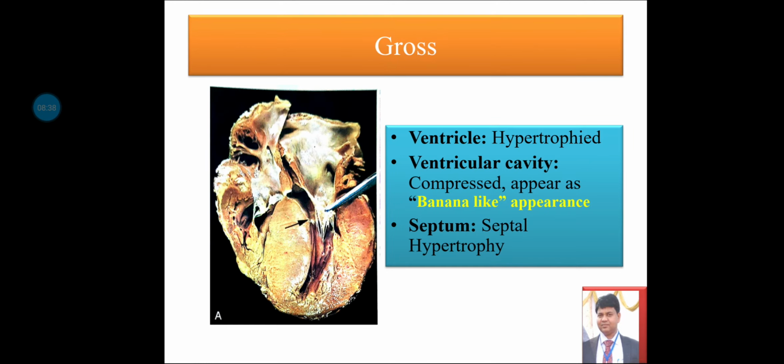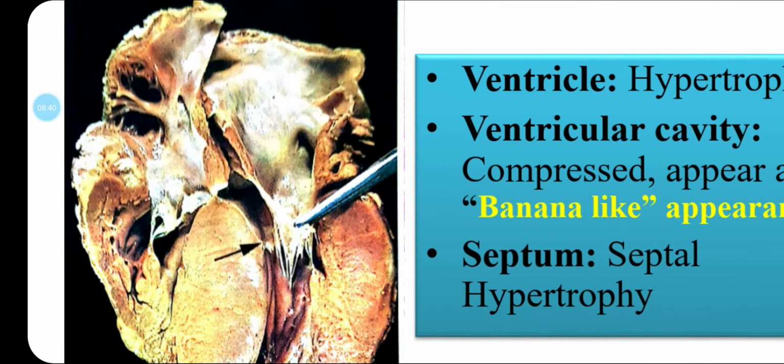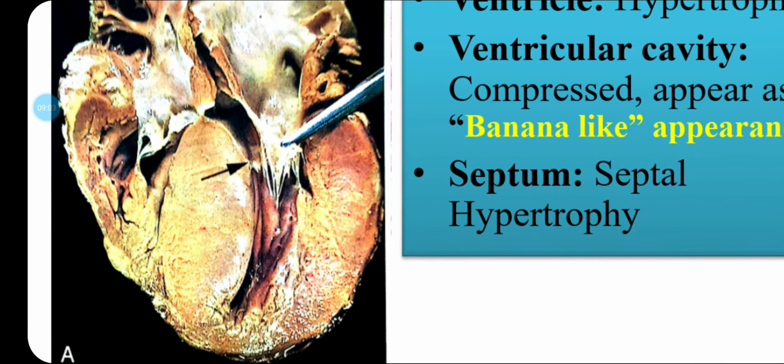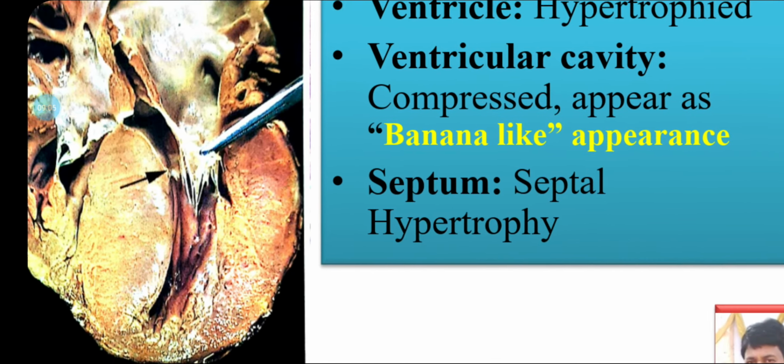So under the gross section, here we can see the black arrow. It is showing that there is a bulging of septum into the ventricular cavity, which leads to the narrowing of the cavity, and it appears banana-like, or compressed. Banana-like appearance is typically seen, and this appearance is very characteristic of hypertrophic cardiomyopathy.